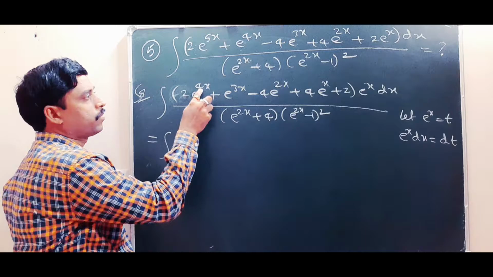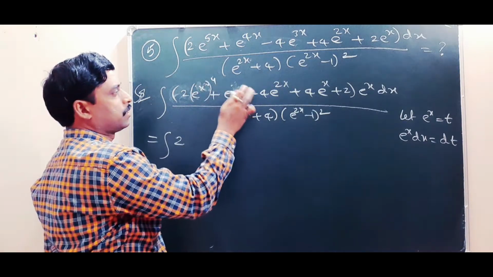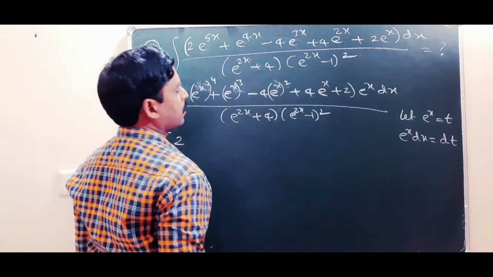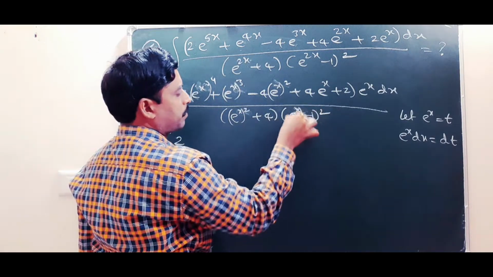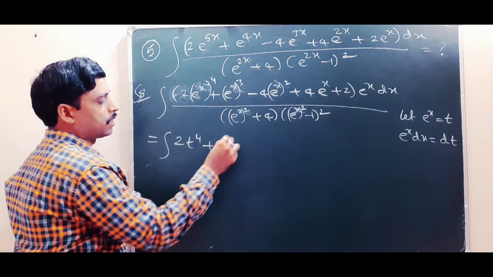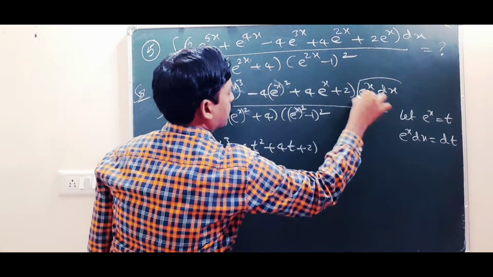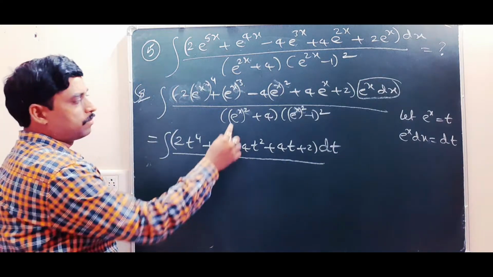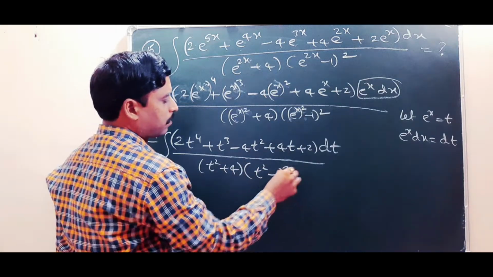Now it is going to be 2 into e to the power 4x. So e to the power 4x is written as e to the power x whole power 4. e to the power 3x is nothing but e power x whole cube. e to the power 2x is nothing but e to the power x whole square. Okay, right? So in t, we get t to the power 4 plus t cube minus 4t square plus 4t plus 2, into e to the power x dx value we have got dt, by, in the denominator, t square plus 4 into t square minus 1 whole square.